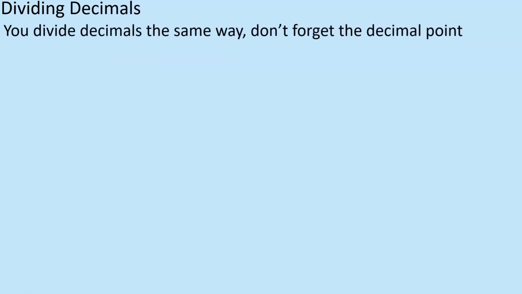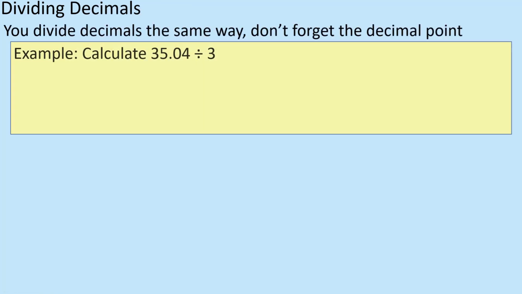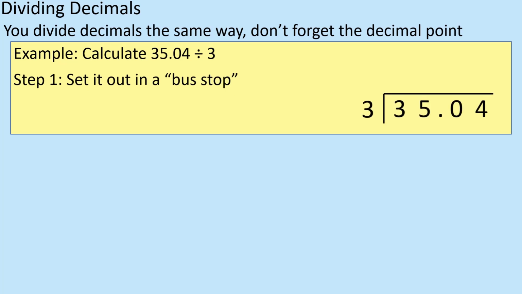Right, if you're looking for dividing decimals, well, there's no difference really in terms of how you do this. Same process. So 35.04 divided by 3, I should say. So you set it out like a bus stop like before, and then once you get to the decimal point, we'll just plow through it and just carry on. It doesn't make any difference.